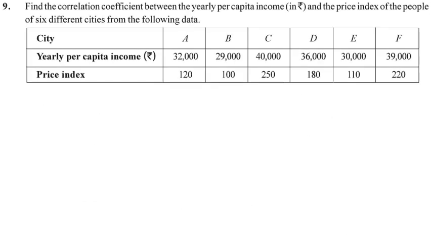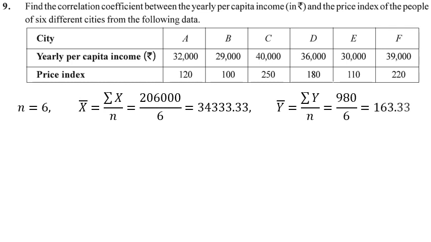Question number 9. The per capita income and the price index. The per capita income is in thousands, tens of thousands, while the price index is normally in hundreds. So, according to the mean, the per capita income's mean is 34,333.33. The mean of price index is 163.33.